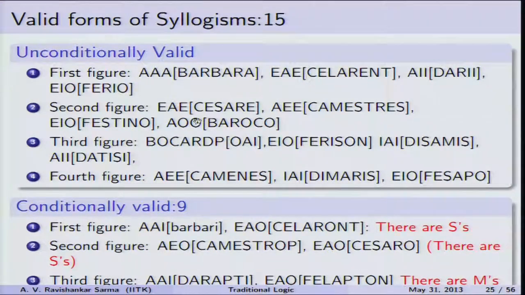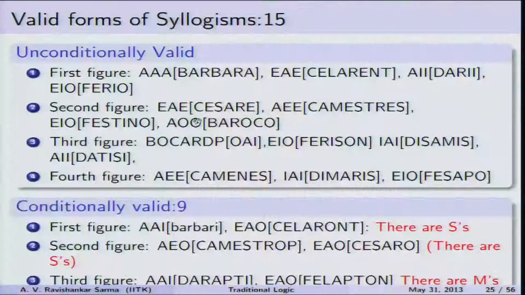In the same way in EAE, again A is an affirmative proposition. In the third one, AII, there is an A, and I is also an affirmative proposition. EIO, again I is an affirmative proposition. So in all the unconditionally valid or even the conditionally valid syllogisms, at least one affirmative proposition should be there in the premises. Even in the third figure, for example Bocardo, that is OAI, the A proposition is an affirmative proposition.